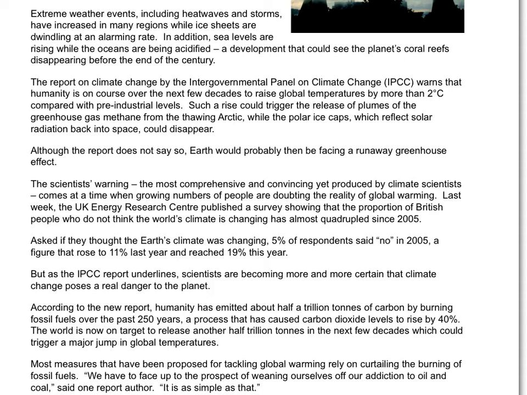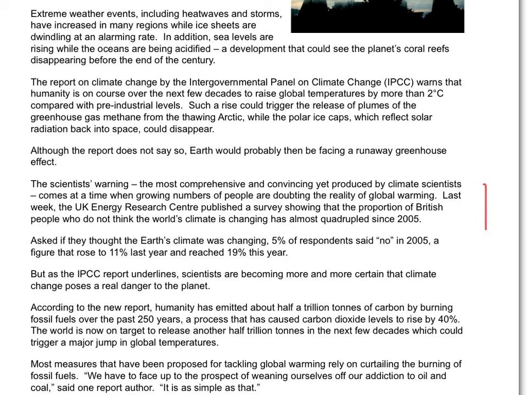And then I definitely want to find a point like this, a paragraph like this one, because this is where I demonstrate full understanding. The scientists' warning, the most comprehensive and convincing yet produced by climate scientists. So I interpret that this is regarded as being legitimate and something that we ought to be concerned with.